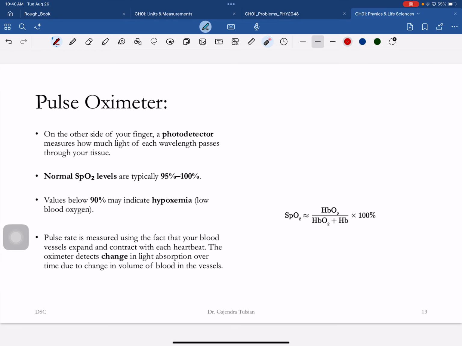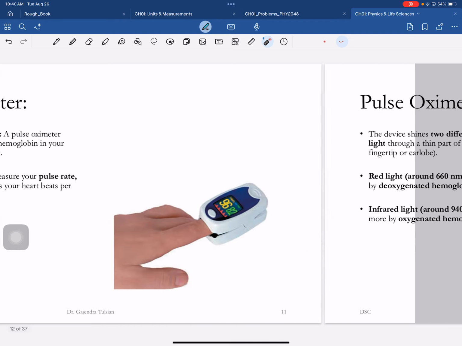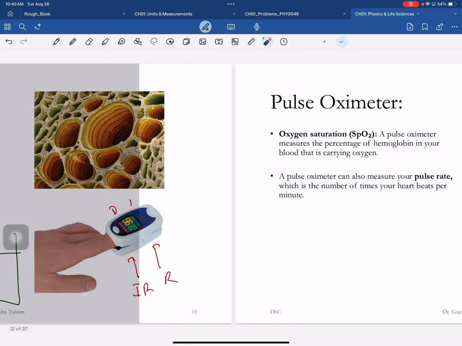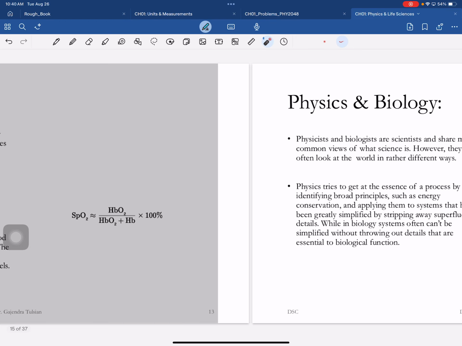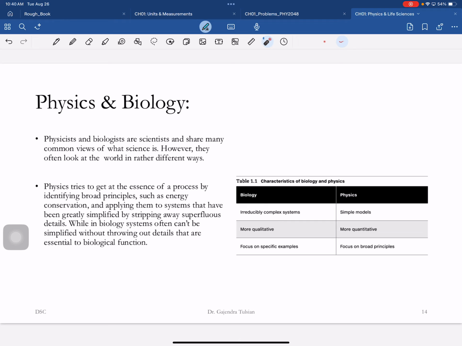All right, so again, normal SpO2 saturation levels are 95 to 100%. All right, we will stop here today.